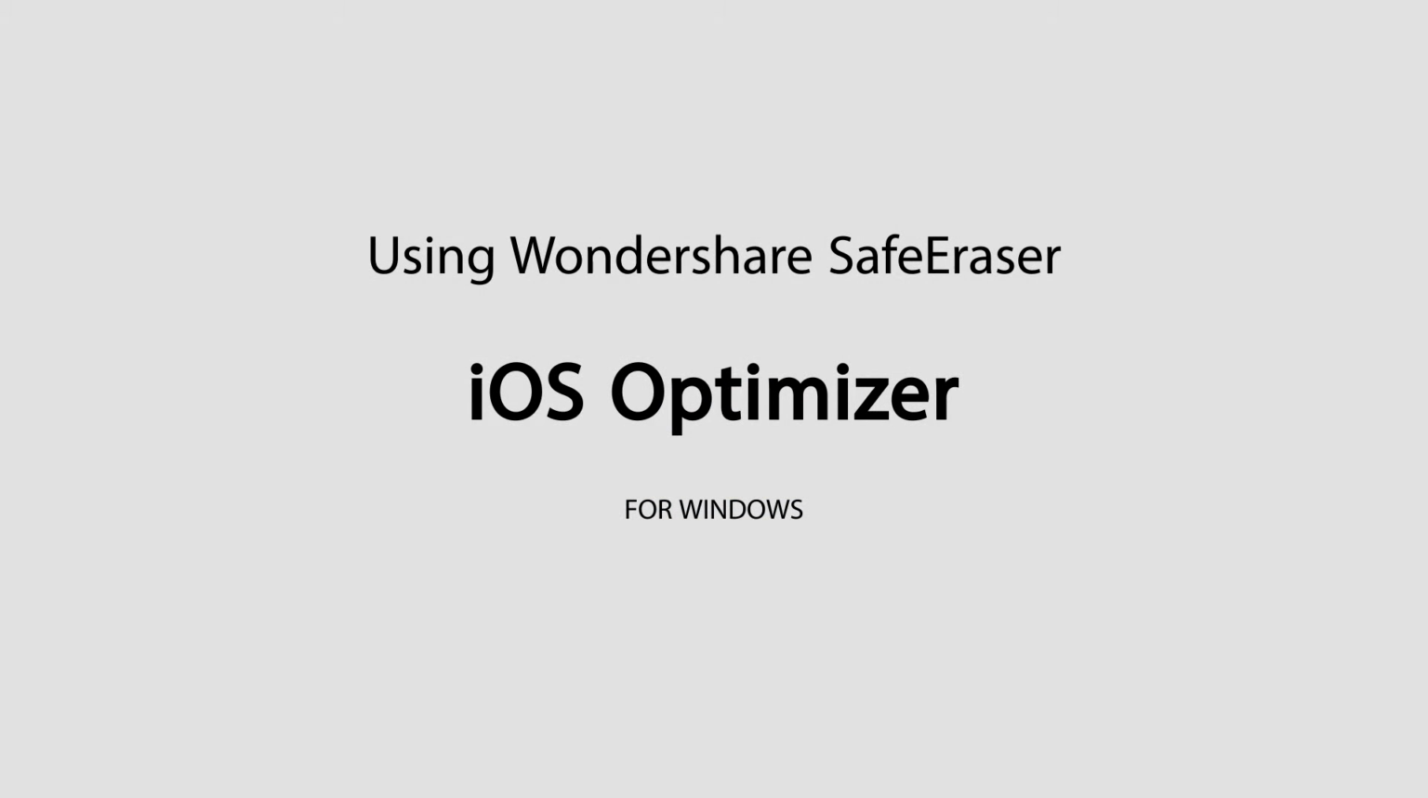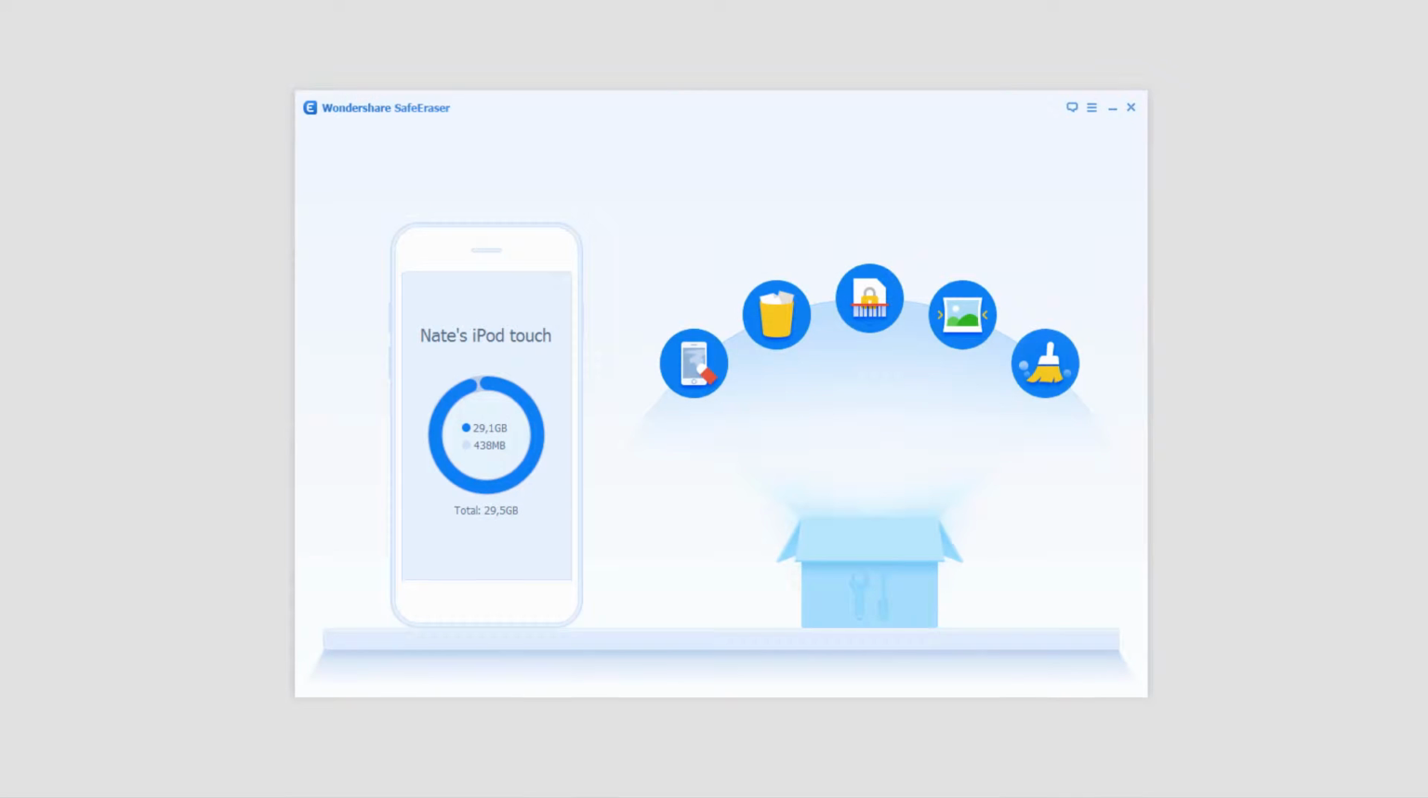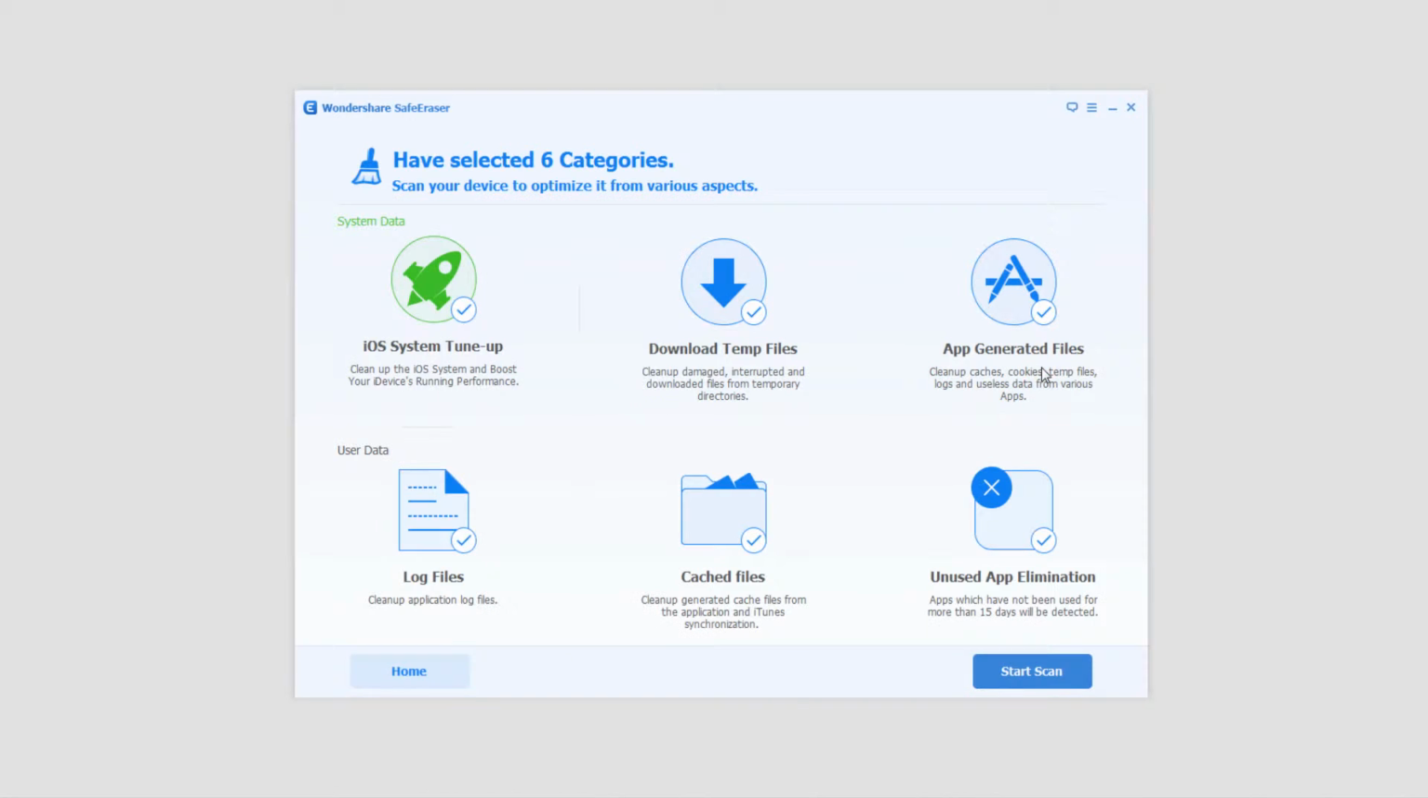Hello everyone, in this tutorial I'll be teaching you how to use the iOS optimizer feature inside of Wondershare Safe Eraser. So after you've loaded up the program and loaded your device, we're going to go ahead and click on this iOS optimizer on the right side. It says one click to release massive space and improve the performance of your iOS device. So I'll go ahead and click on that.